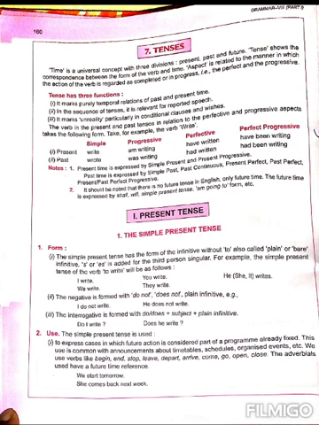Am I writing a letter? Are you going to Mumbai? Is he driving the car? So these are the structures of present continuous tense. Let's talk about its uses.